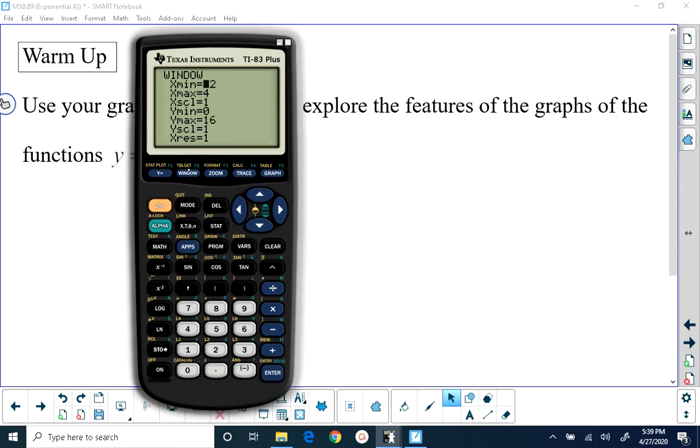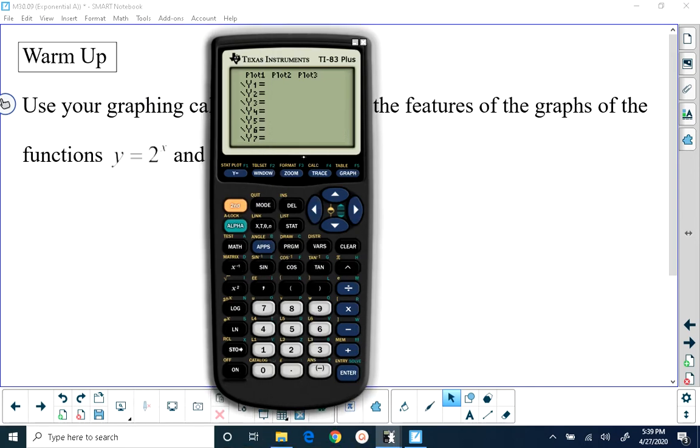My window setting is going from -2 to 4 for x, and I'm putting a mark on the graph every 1. That's what the x scale is. And for y min, I'm starting at 0 and going up to a maximum y of 16, again putting a tick every 1. And then I can go to y equals, and I can enter that first function, which is y equals 2 raised to the x, and we can take a peek at what the graph looks like.